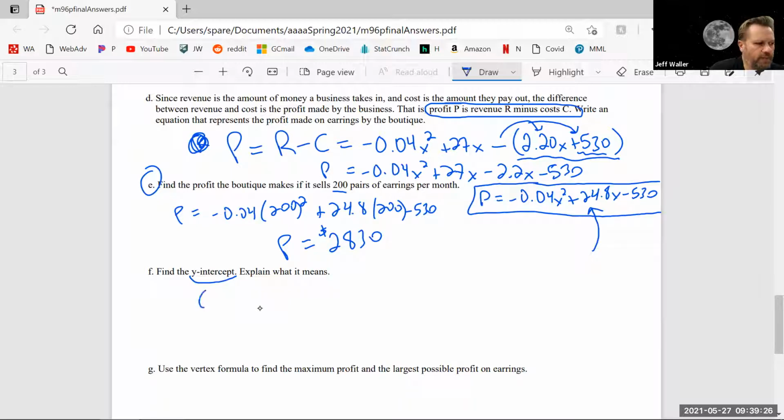So what does the y-intercept mean in this case? You should remember what x means and what y means. So when I do this, then I will get that. 530 is your starting amount, because that's how much you have to buy in to get the materials to start producing. So before we sell any earrings, I've got to shell out this much money to get my business going, right?